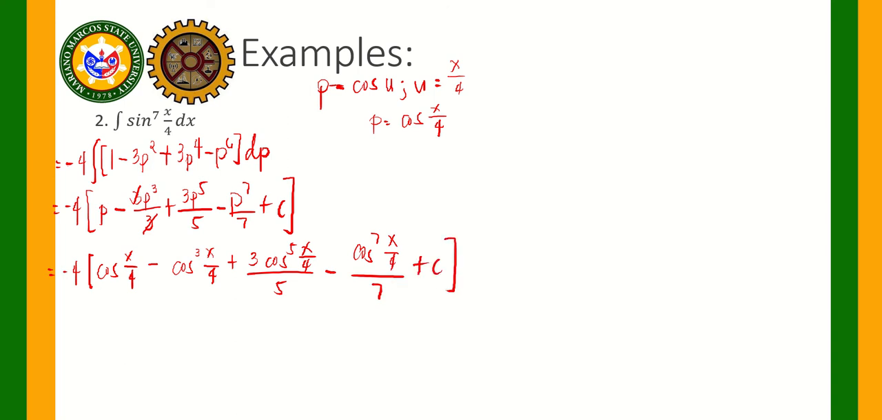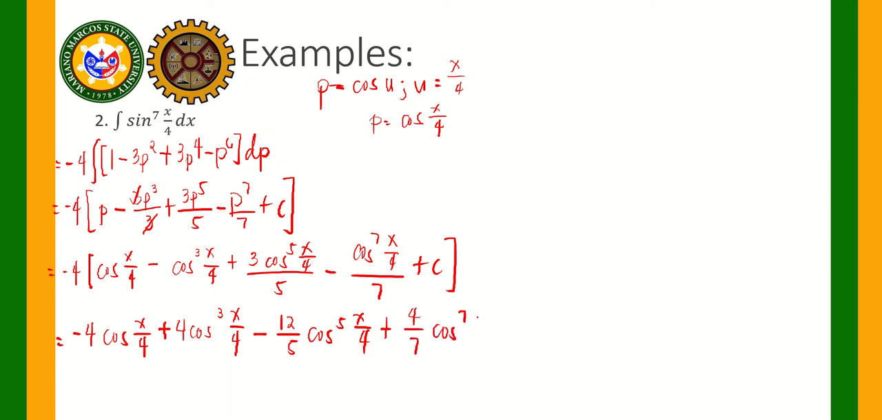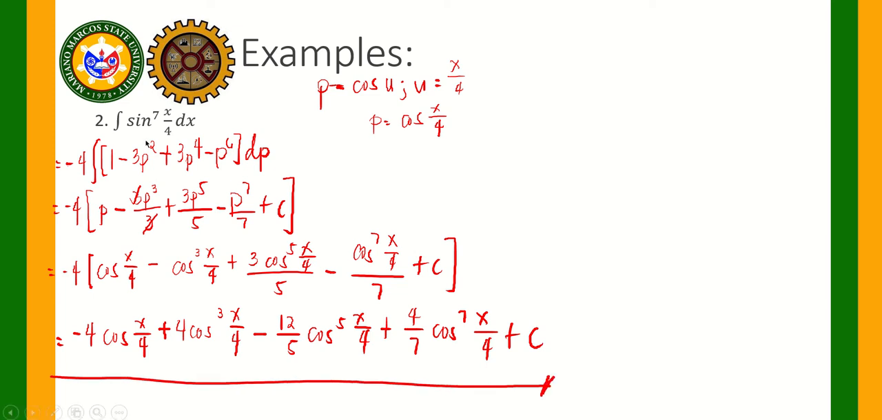Now, let's distribute the 4 here. This will be equal to negative 4 cosine x over 4 plus 4 cosine cubed x over 4, and then minus 12 over 5 cosine raised to 5 x over 4 plus 4 over 7 cosine raised to 7 x over 4, and then plus c. So this is the integral of example number 2.